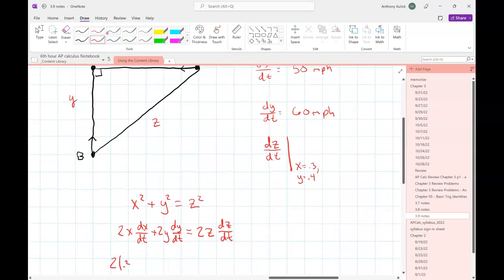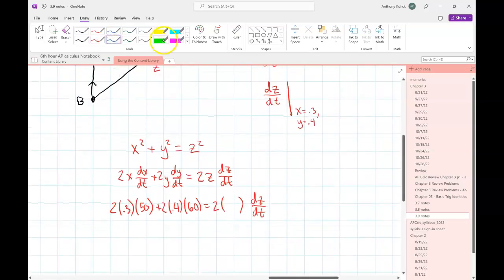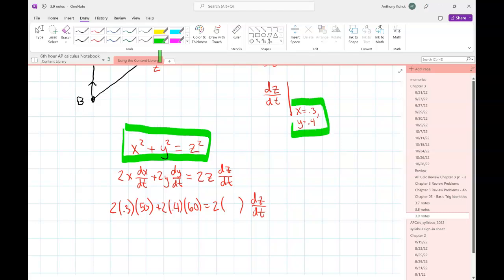So I can fill in then. Uh-oh. What am I missing? Yeah, so I'm missing my value for z, but that's not a problem because I know x and y, and I know that x squared plus y squared is equal to z squared. So at the instant where x is 0.3 and y is 0.4, I can find that z. Can anybody see the value for z without having to actually solve this thing out? Yeah, well done. That 3, 4, 5 triangle.